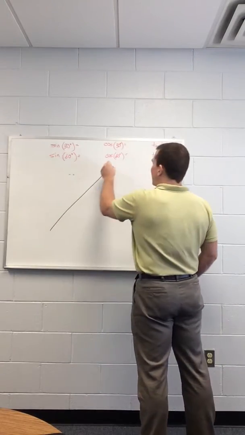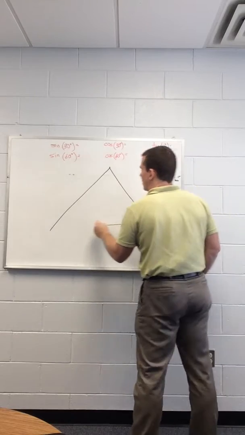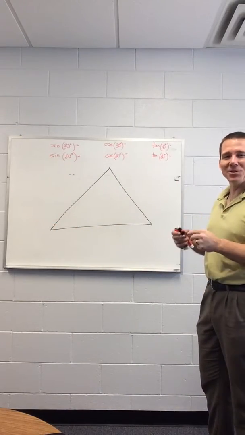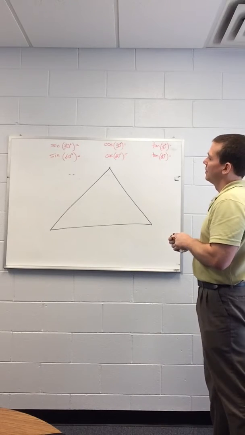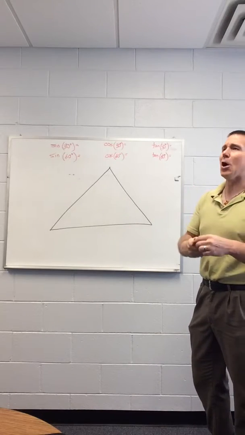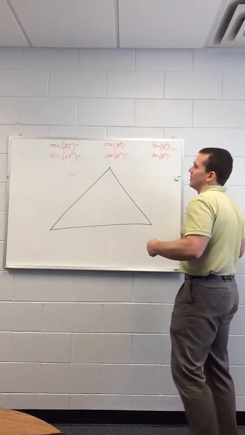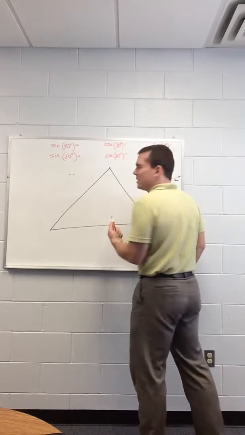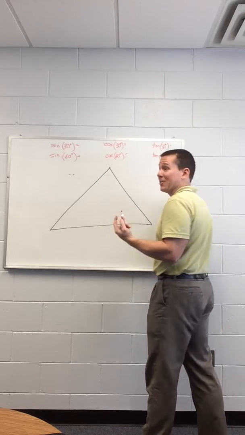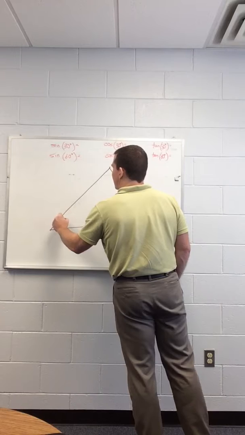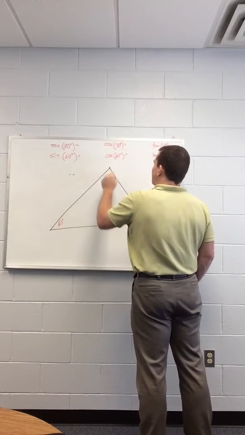Instead of drawing a right triangle, we're going to draw an equilateral triangle. I don't draw triangles very well, but assume that one's equilateral. If it's equilateral, that means all sides are the same and all angles are the same. Which means, since the sum of the angles of a triangle is 180 degrees, if all three angles are the same, divide 180 by 3, each angle is 60 degrees.